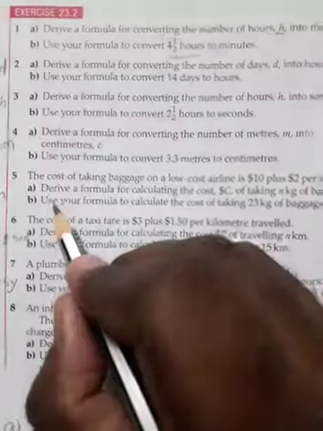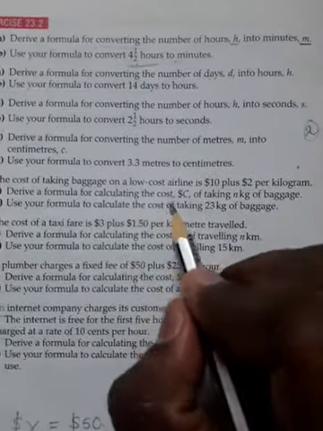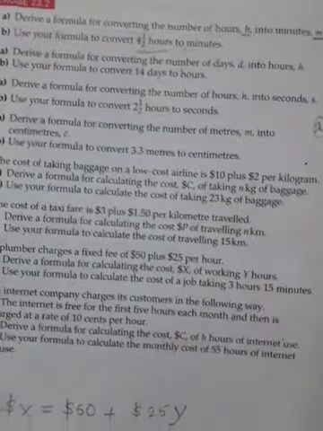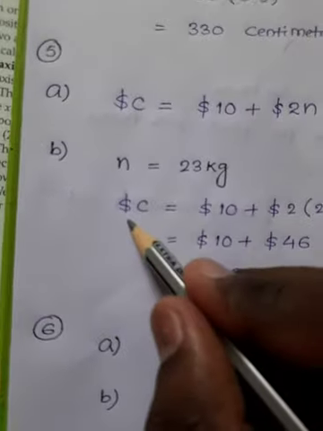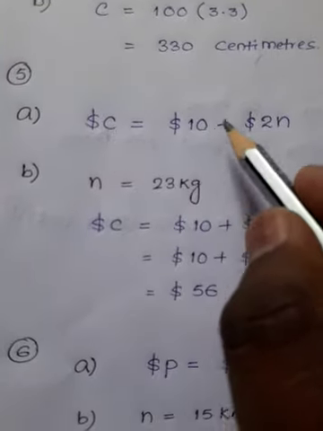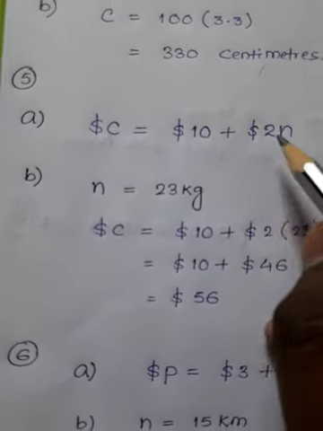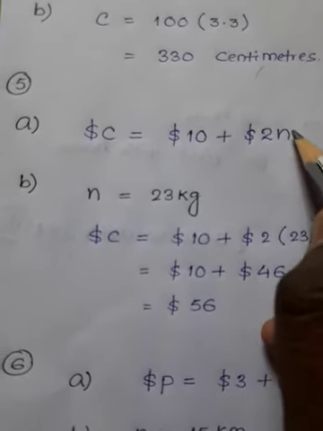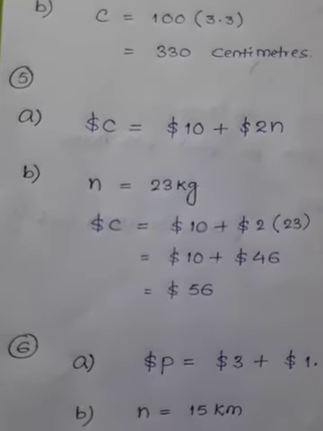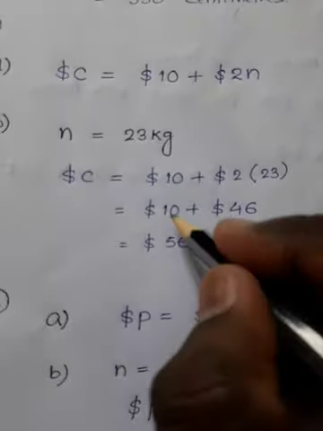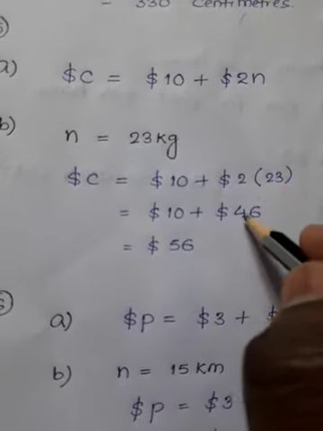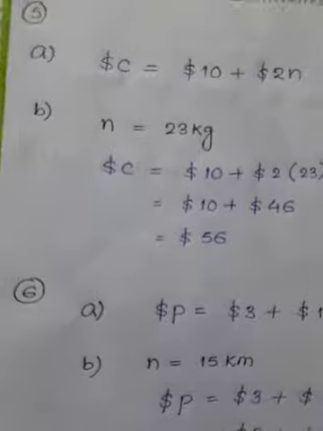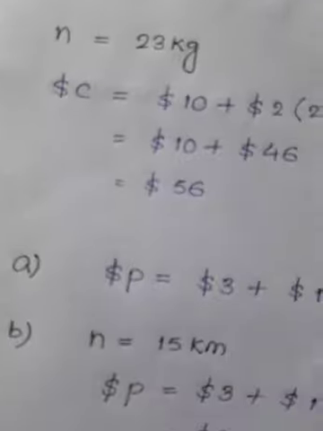Now we are asked to derive a formula for calculating the cost of taking n kilograms of baggage. The cost C equals $10, which you must pay, plus $2n. n is the number of kilograms. If 1 kilogram, you write 1 in place of n. Now here n is 23 kilograms, and the remaining all is written as it is. 23 into 2 is 46. So 46 plus 10 is 56. That means $10 you have to pay like a tax. Understand? You must pay it.